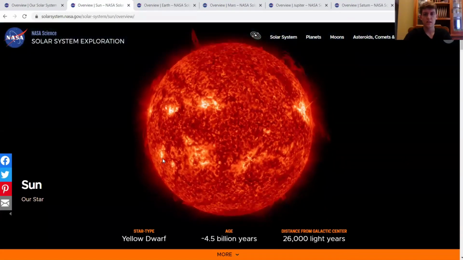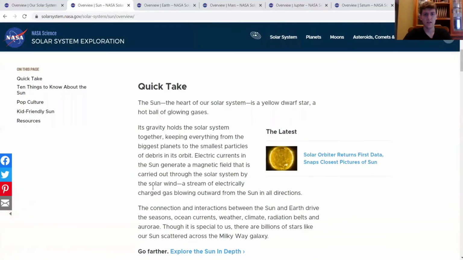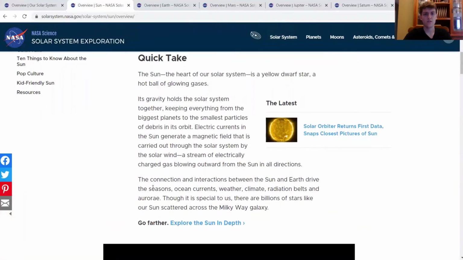So now, onto our sun. Our sun is in the center of our solar system. It is a star. It is not a planet. It is massive. Its age is about 4.5 billion years old, and it's pretty far away. It is known as a yellow dwarf. So the heart of our solar system is a yellow dwarf, a hot ball of glowing gases.